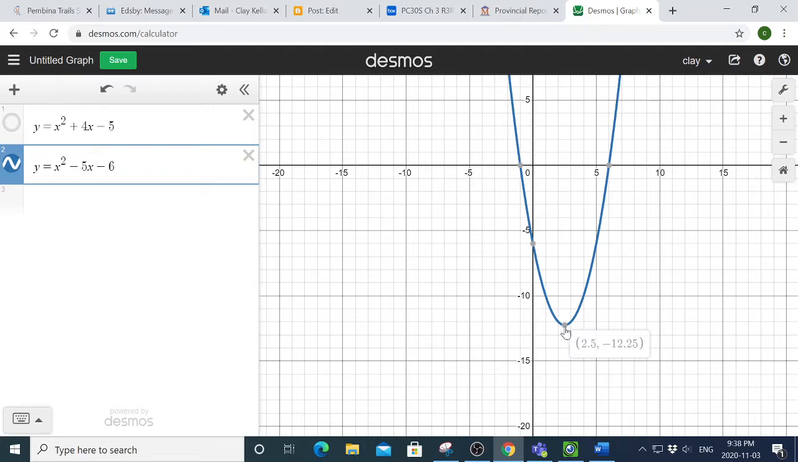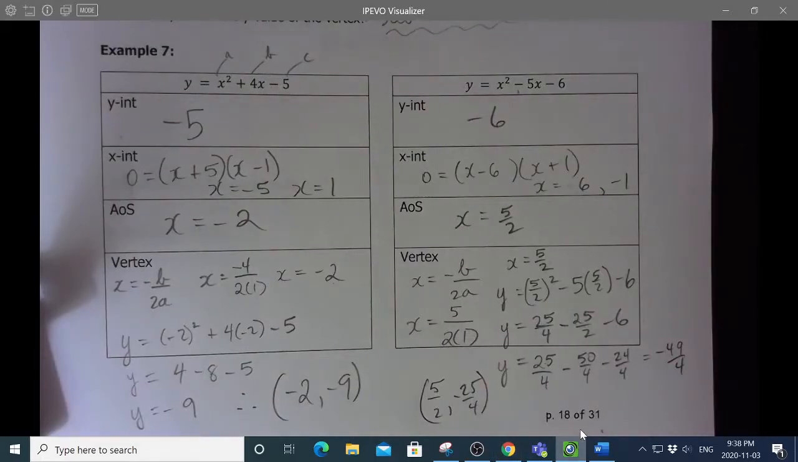4 goes, yep, negative 12 and a quarter? Hang on, something might be wrong with my answer here. 25 over 4 is not 12. Let's just double check. Maybe I did get lost in my fraction here a little bit. 5 squared is 25. 2 squared is 4. 5 times 5 is 25. Did I put this in the right place? X squared. X is 5 halves. I square 5 halves, I get 25 fourths. I put in 5 halves here. I get negative 25 halves. And there we go. Yes, I did make a mistake.